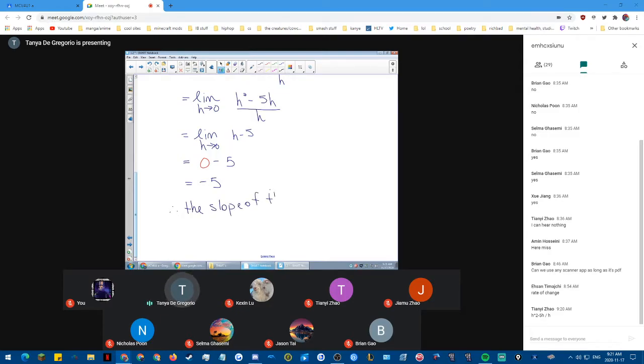So, the slope of the tangent at (-1, 8) is negative 5.